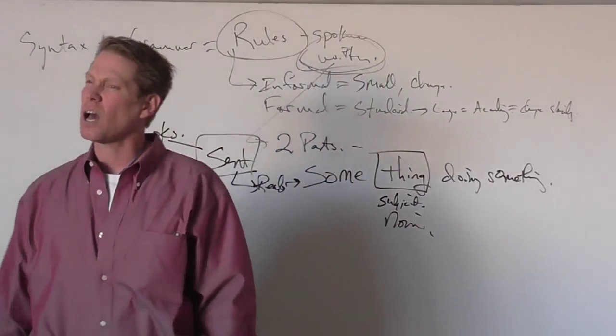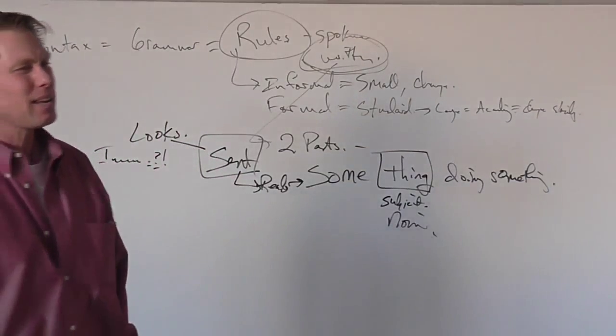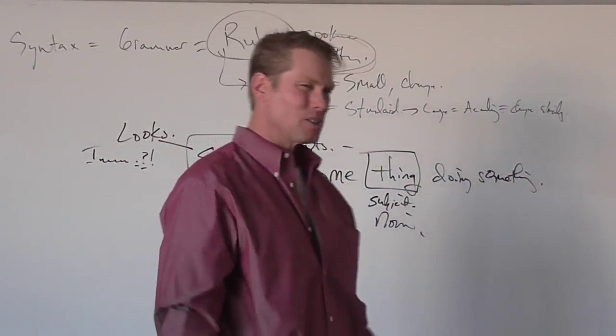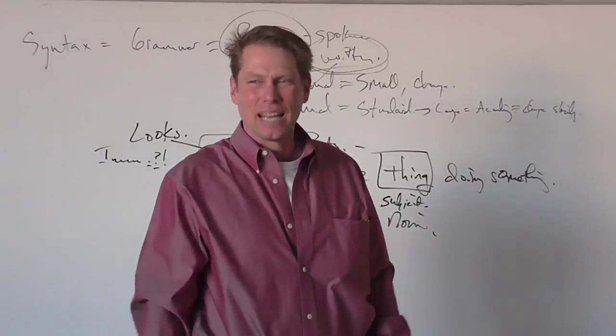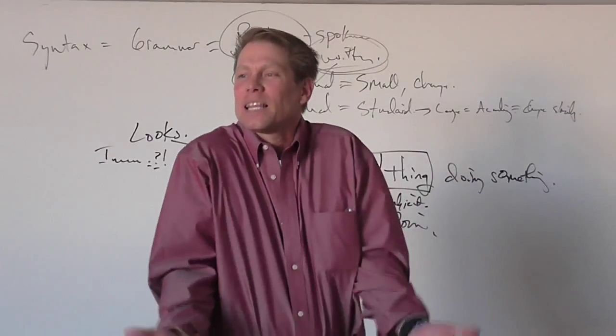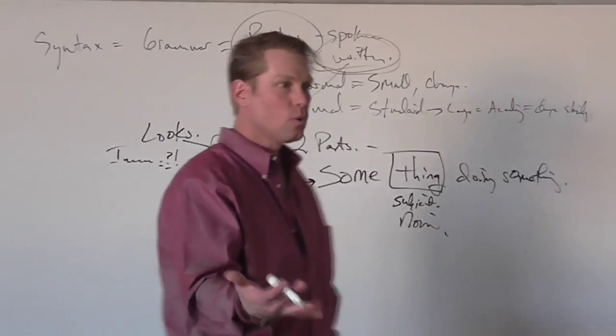Wait a minute, I thought you said a noun is a person, place, or thing. Hey, can I just make this simple? Isn't a person a thing? Isn't a place a thing? Isn't a thing a thing? Well, then let's just call it what it is, a thing, all right? So you got to have some thing, right?